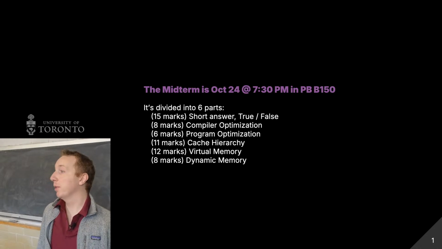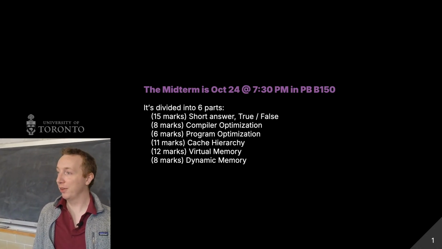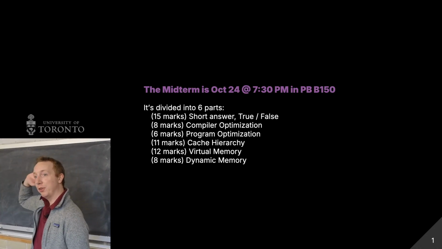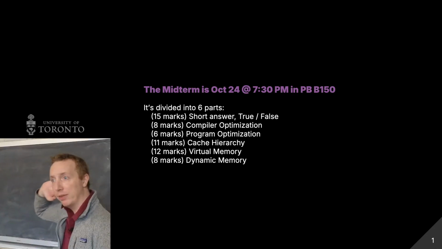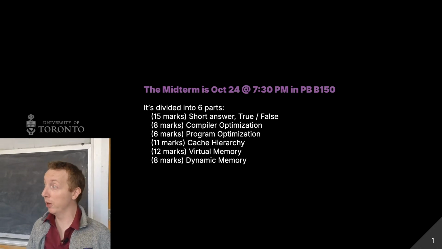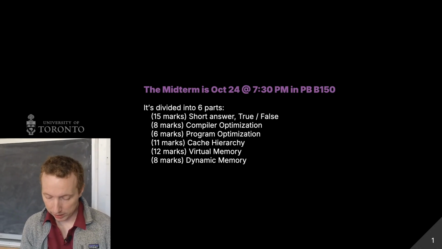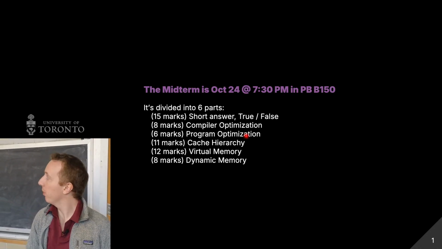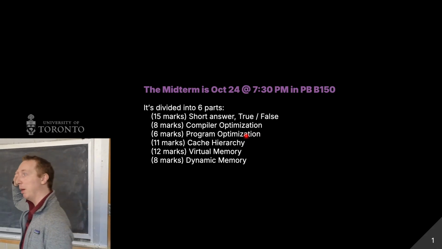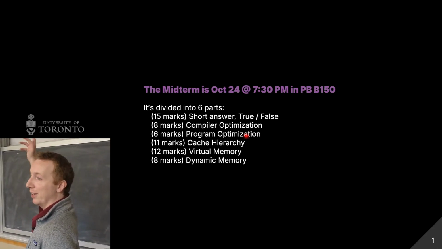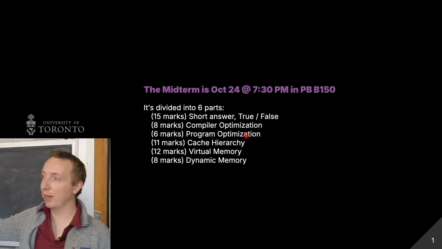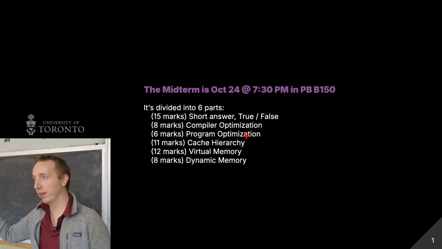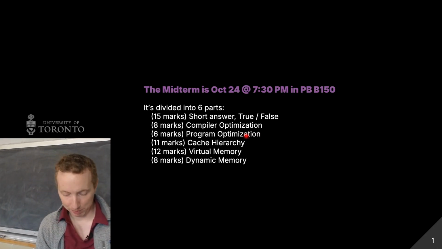Then 8 marks for compiler optimizations. So we'll go over that quickly. You should be able to name them and explain them, what they do, the basic compiler optimizations that should automatically run. And then we will do program optimization. So remember lecture 5 where we had that combined thing and we kept on optimizing it over and over again. Something similar like that will be on your midterm.